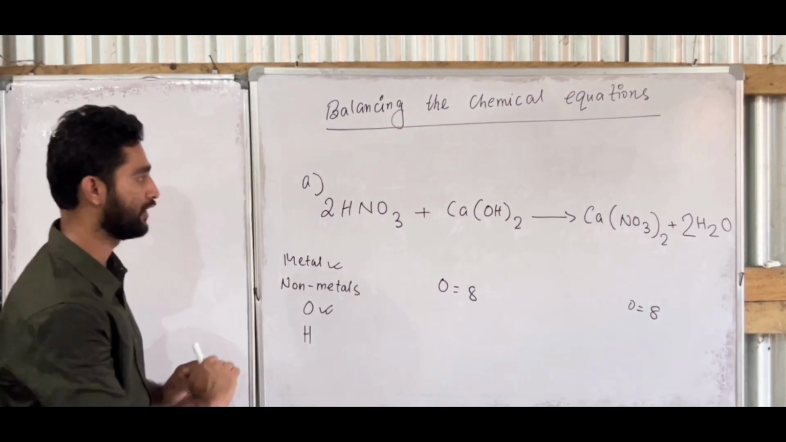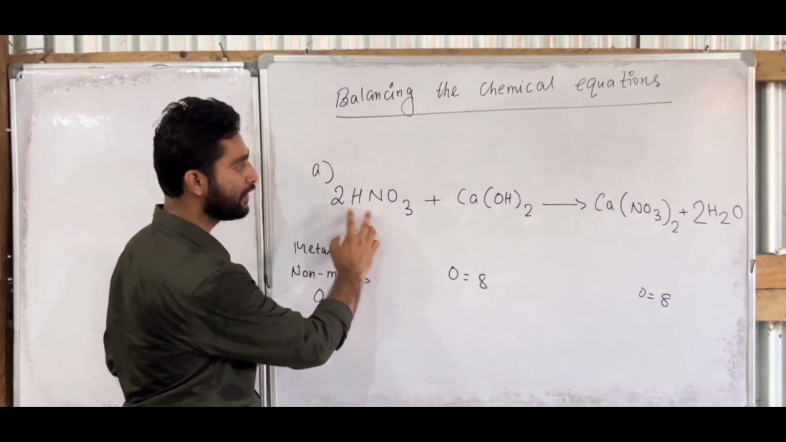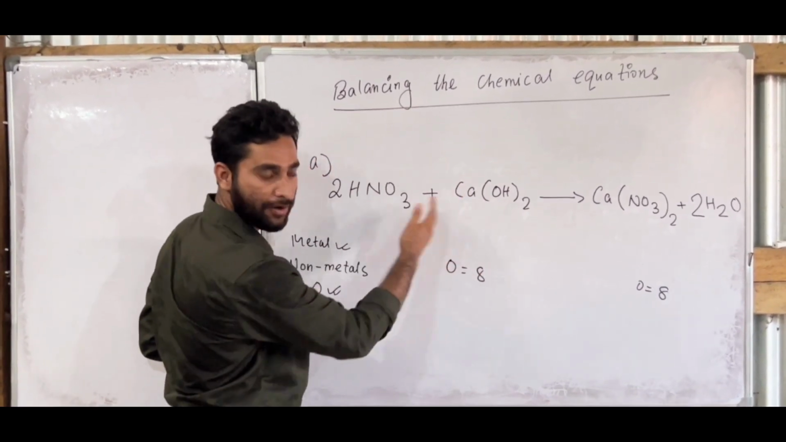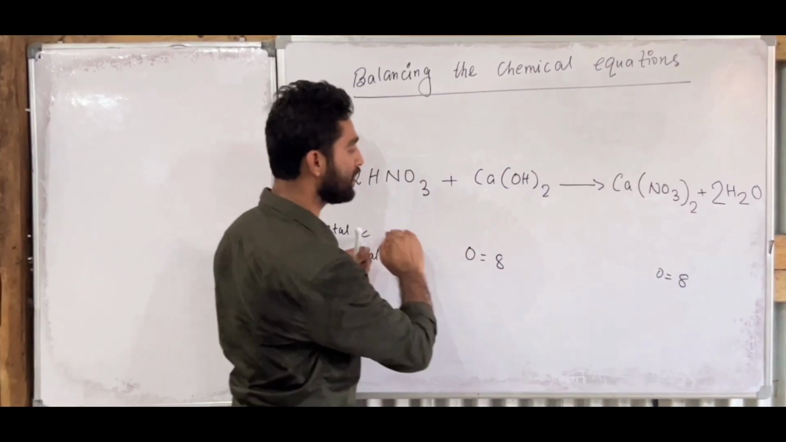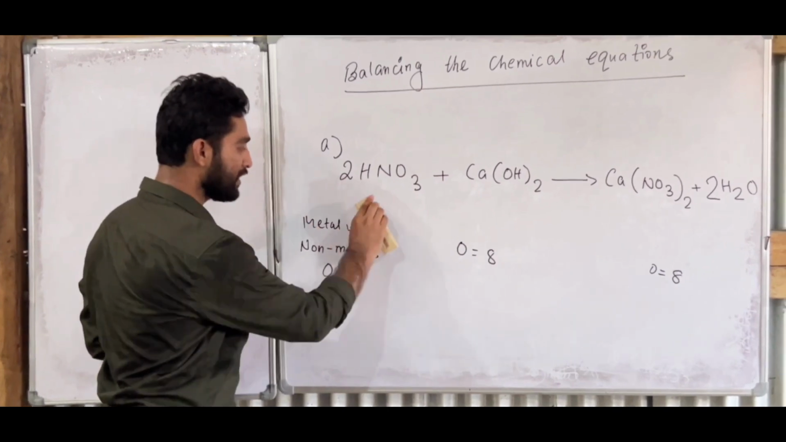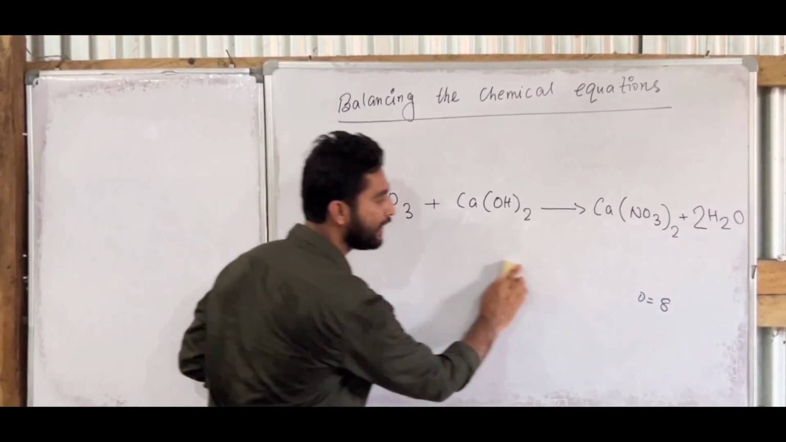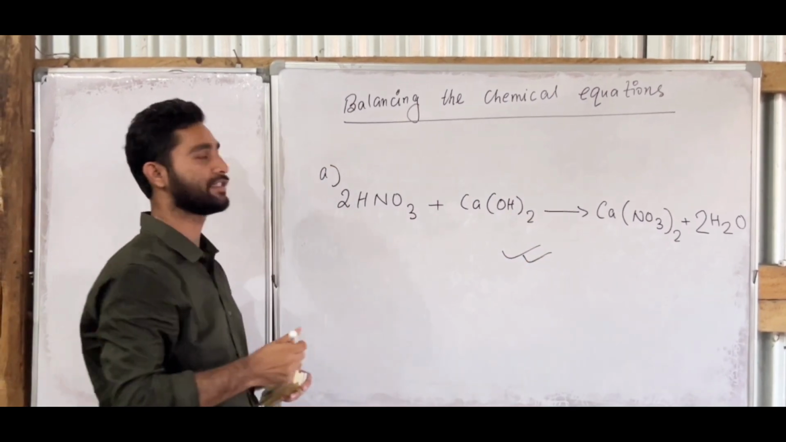Now check the hydrogen. Hydrogen this side how many is present? See 2 hydrogen plus 2 hydrogen. That means left hand side 4 hydrogen. Right hand side check. 2 2s are 4. That means now the reaction became balanced. So remember this trick, it will be very helpful in solving all the reactions. Now this reaction is in balanced state.